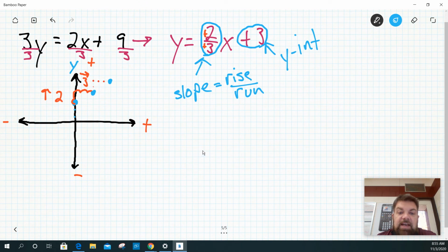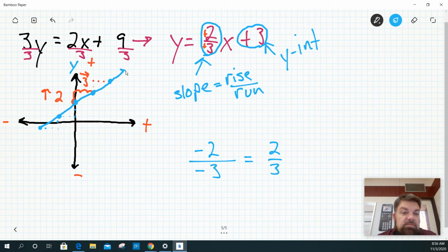Now, another way to look at that is I could say, isn't negative 2 over negative 3 the same as 2 over 3? The negatives cancel. So what I could do is I could go down 1, 2, and then go over 1, 2, 3, and put a point here, then go down 1, 2, and then go over 1, 2, 3, and put a point here. Now, if I connect all these dots, that's the graph of the line.